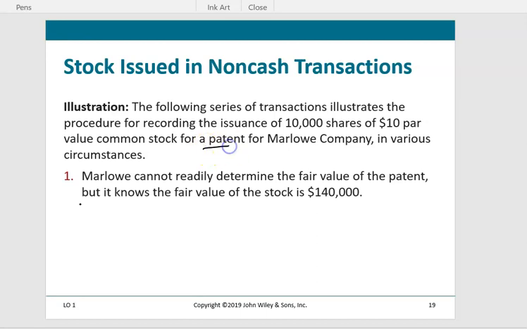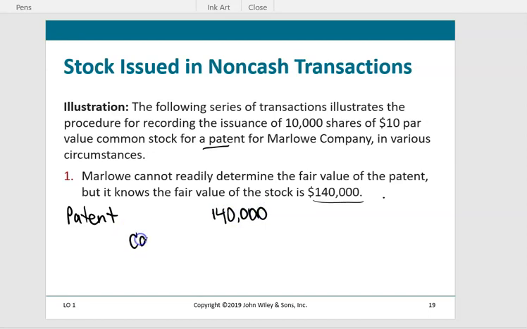The company is getting a patent, so we increase the patent account, and we don't know exactly how much that patent is worth on its own, but it's given up for stock with a fair value of $140,000, so we can assume that patent is worth about $140,000.